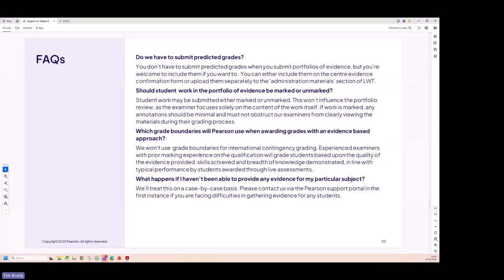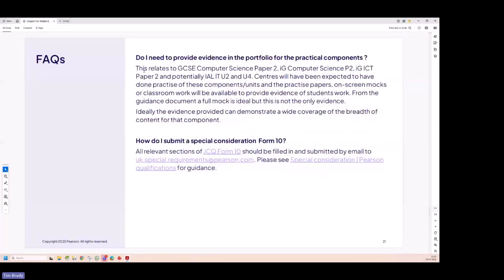Relevant to our qualifications here are paper 2s for the IGCSE, for the GCSE, and for the IAL. We have these papers that are so-called practical assessments. The general question is, do we want evidence that covers these practical papers? And the answer is yes. Ideally, you will have done past papers of the practical assessments. They're all available online. They have a stock of past papers that you could have used at some time during your teaching, and that would be the ideal evidence to submit.